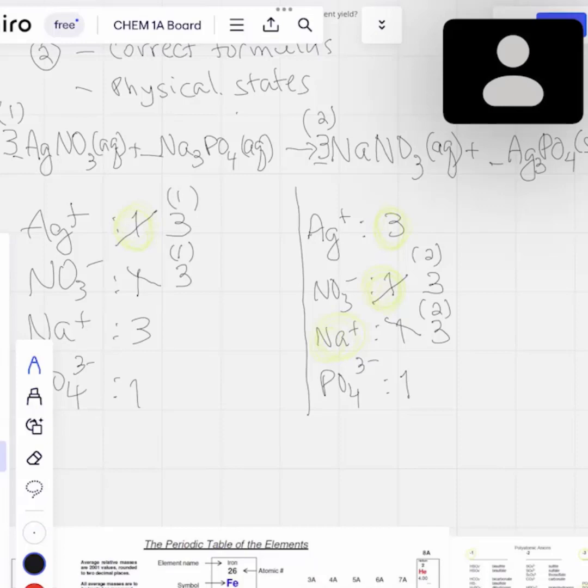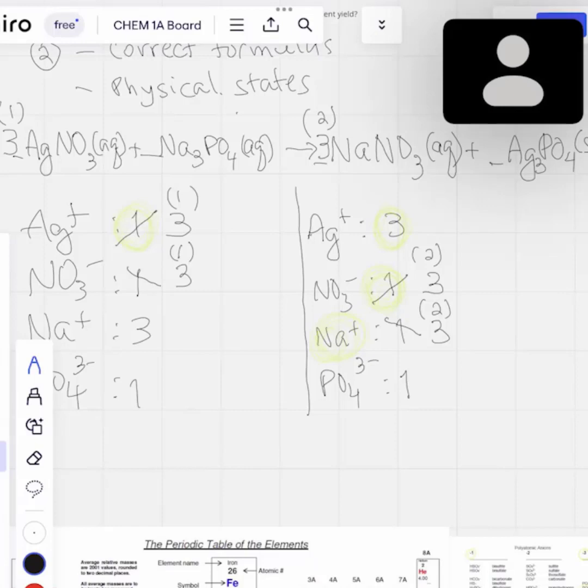So again, if you want to pause this for a moment and recap, notice that what I'm doing here is for every coefficient that I change, I'm calling that step a number in parentheses. And I'm indicating in the table below what are the quantities that are affected by that change. So change number 1, which involved putting a coefficient of 3 in front of the AgNO3, not only gave me a change from 1 to 3 silvers, it also changed NO3 from 1 to 3.